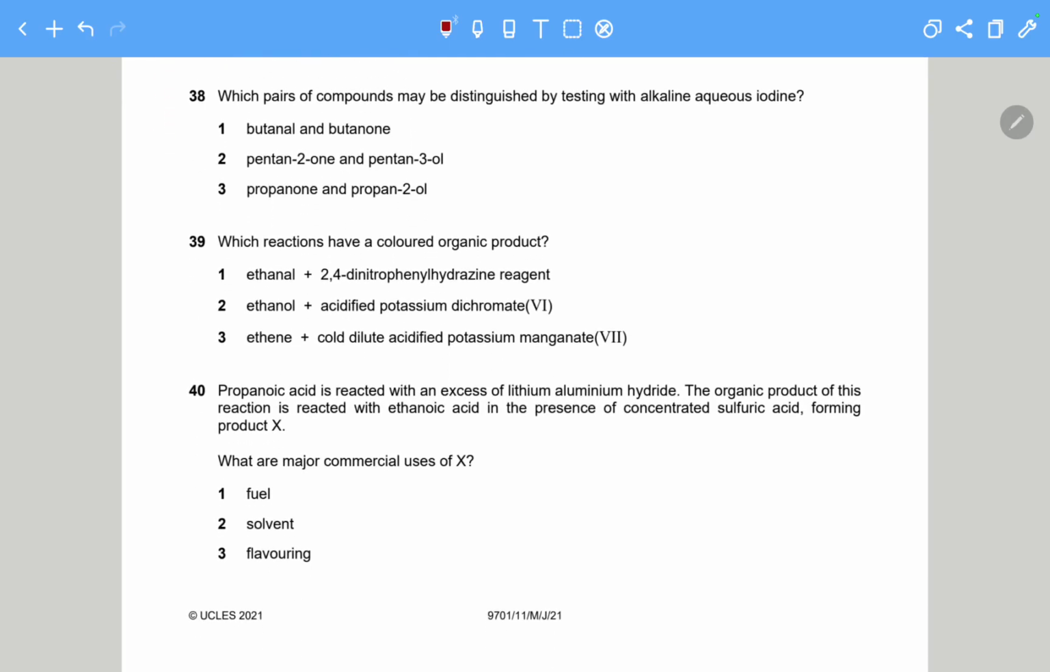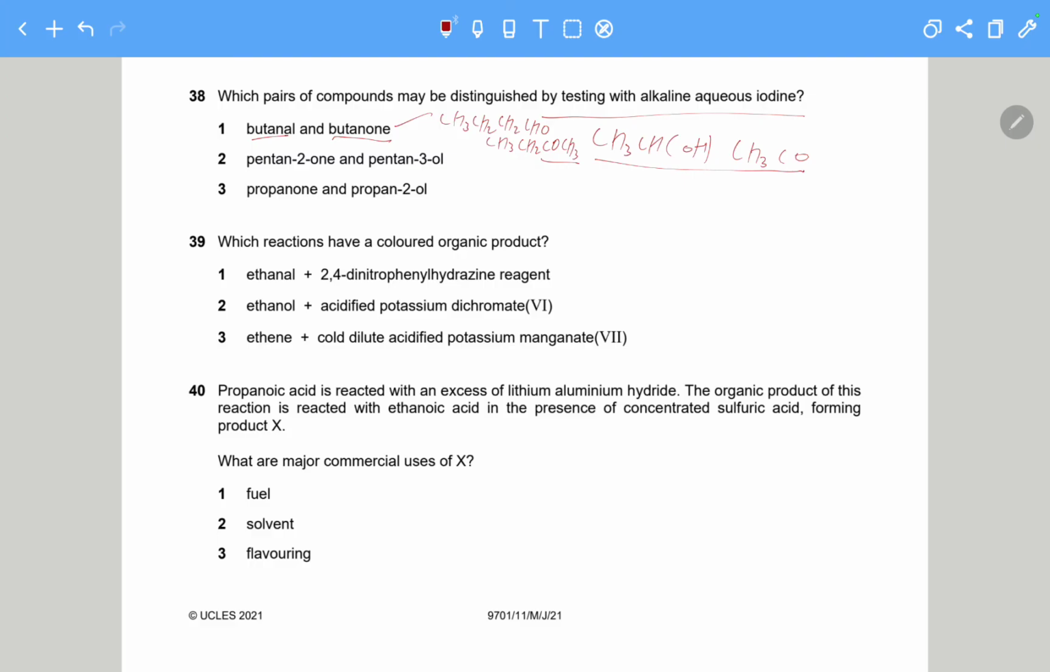Which pairs of compounds may be distinguished by testing with alkaline aqueous iodine? Remember, alkaline aqueous iodine only reacts with CH3CHOH or CH3CO groups. So, butanol and butanone. Butanol is CH3CH2CH2CH2OH. There is none of these groups here, so it will not react. Whereas butanone is CH3CH2COCH3, and we have a CH3CO group, so it will react. Butanol will not react, butanone will react, and therefore these two can be distinguished.